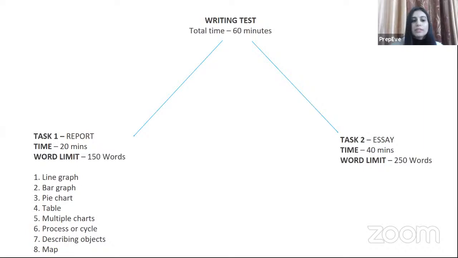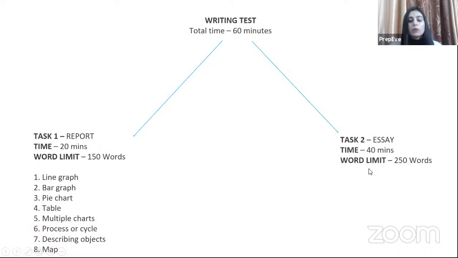They're not really bothered how you divide your time between task one and task two, but they have given you this time limit, ideally, which is 20 minutes for report writing. That is to complete your task one. You should take not more than 20 minutes. And similarly, to complete your task two, you should not be taking more than 40 minutes.